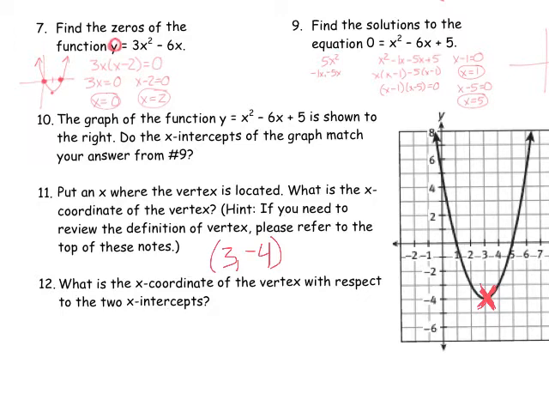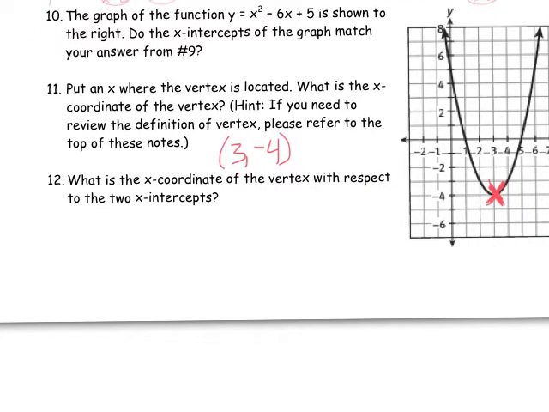Did anybody notice a relationship between that 3, that X coordinate of the vertex, and the 2 zeros? It's exactly in the middle. It's exactly in the middle. Okay? That is super important. Okay, and it's important to realize that, and that's always going to be the case. So let's just write that down here.